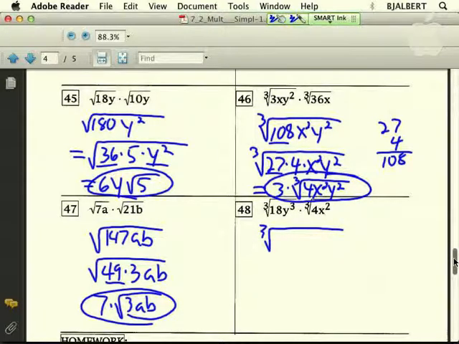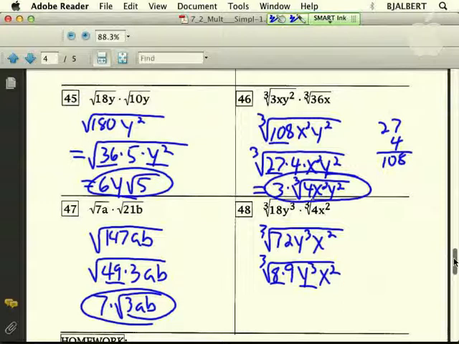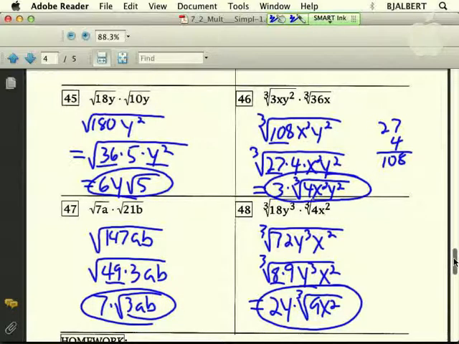This would be the cube root of 72y cubed x squared. The biggest cube that goes into 72 is 8. Cube root of 8 is 2. The cube root of y cubed is y. And so we'll have the cube root of 9x squared left. All right, so much for 7.2.